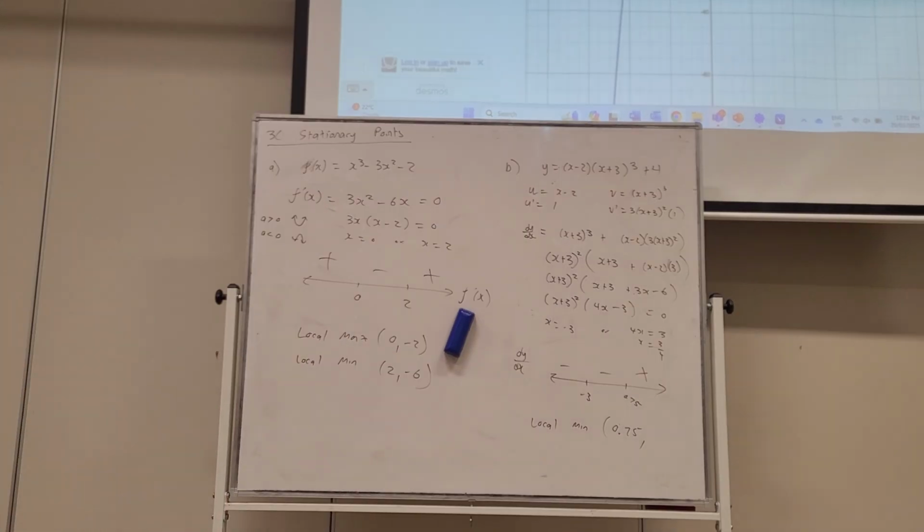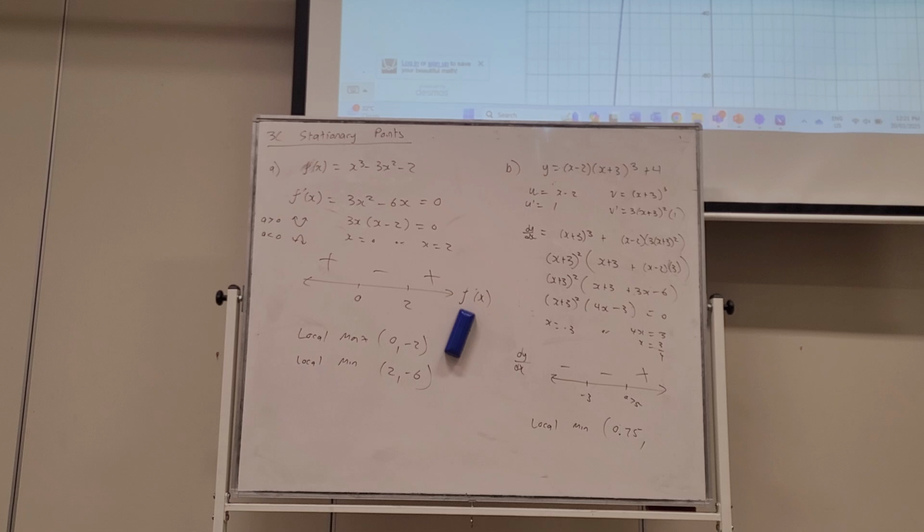Let's find the corresponding y value. All right, now be careful. People make mistakes here. They find the y value on the derivative function. We don't want that. We want the y value on the original function.